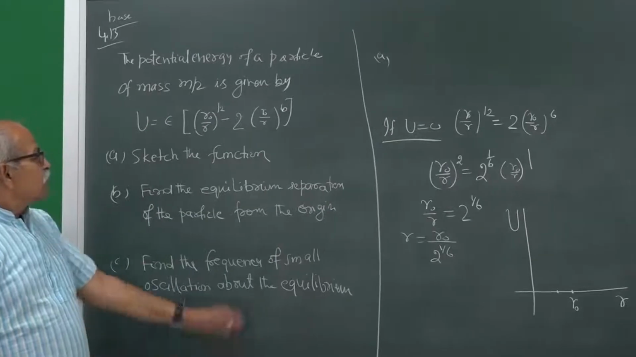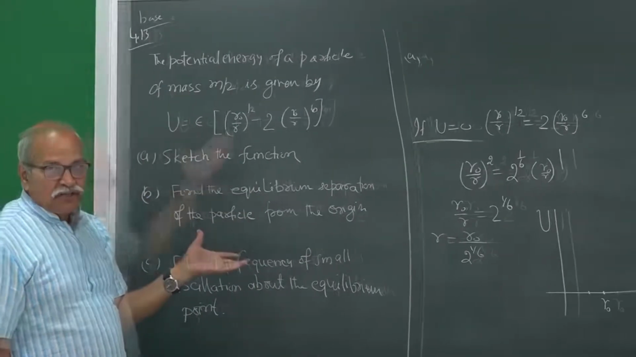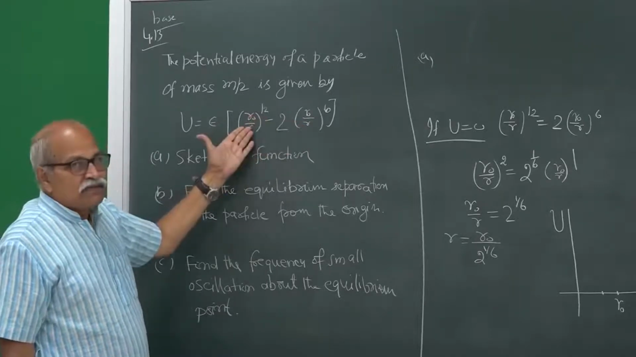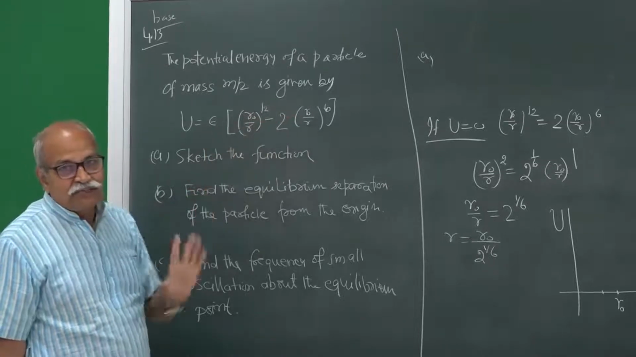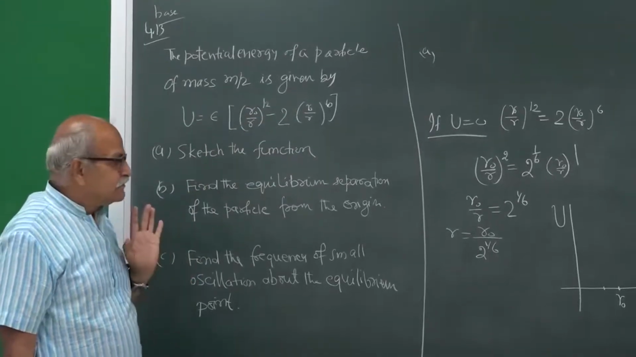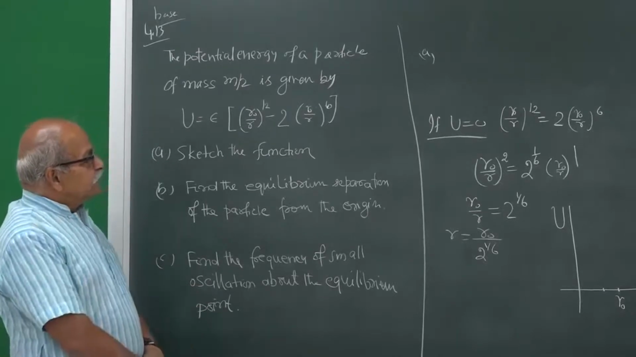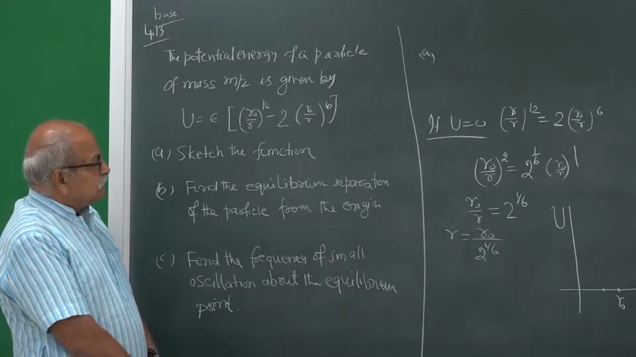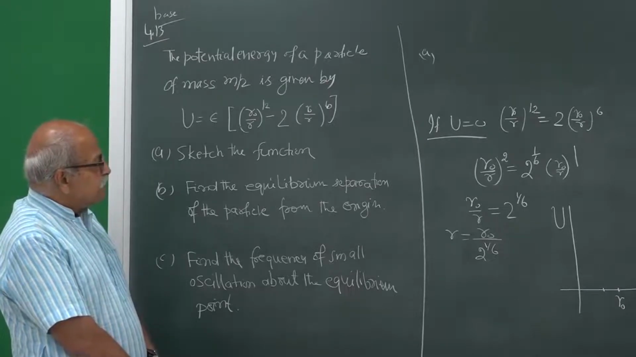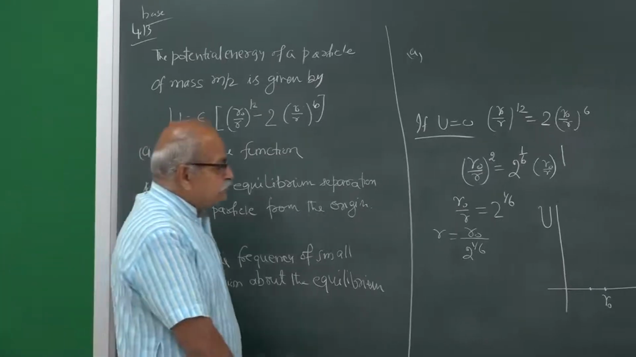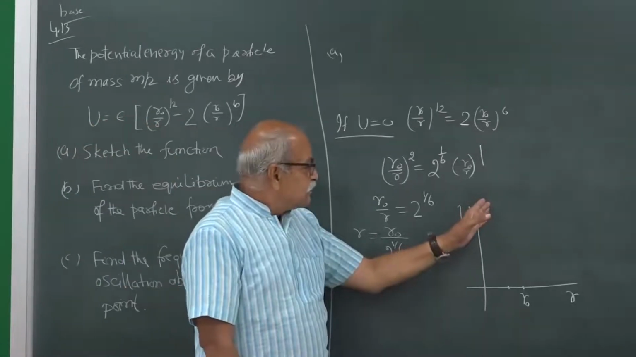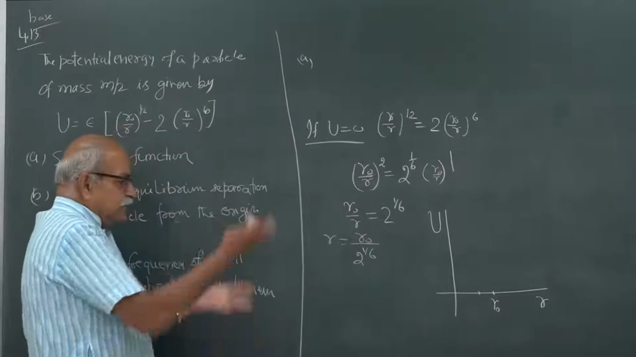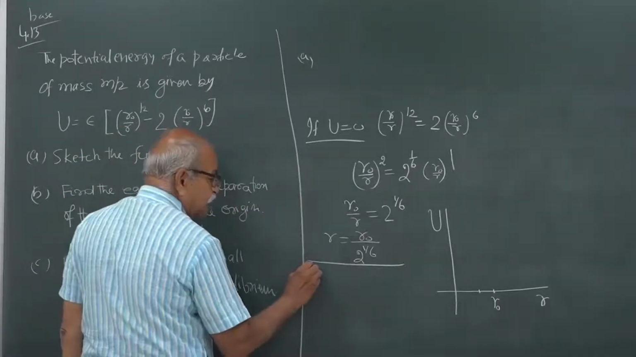Then what happens if r is very large? If r goes to very large values, this term goes to 0, and this one also goes to 0. So, ultimately U has to go to 0. That is another piece of information. Then, where are the maxima and minima? We have the information that for small r it is very large, for large r it is going to 0, and then in between what happens? For that, let us look for the maxima and minima.